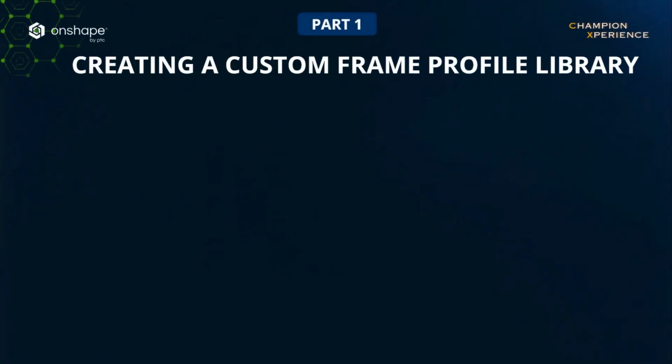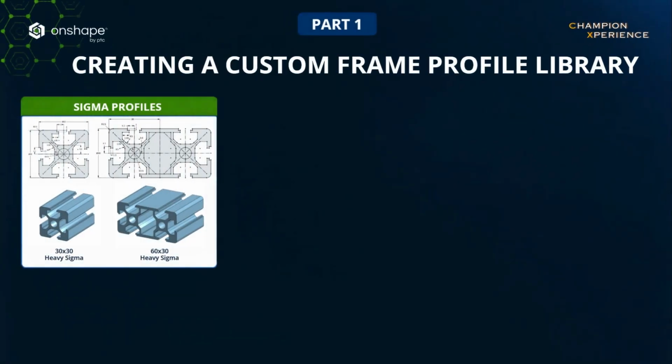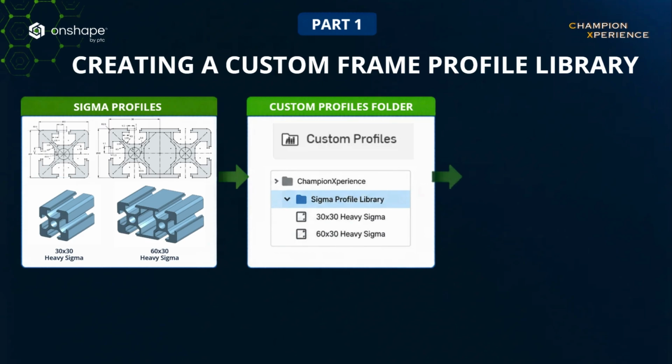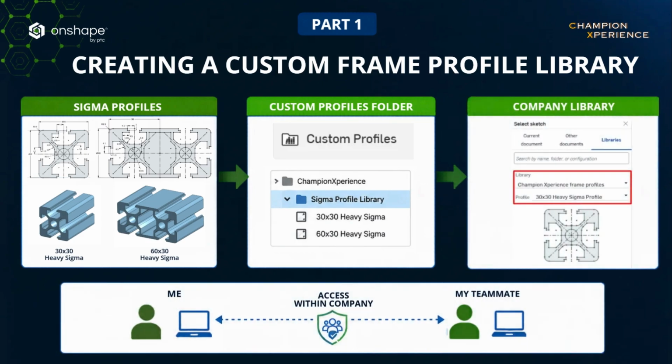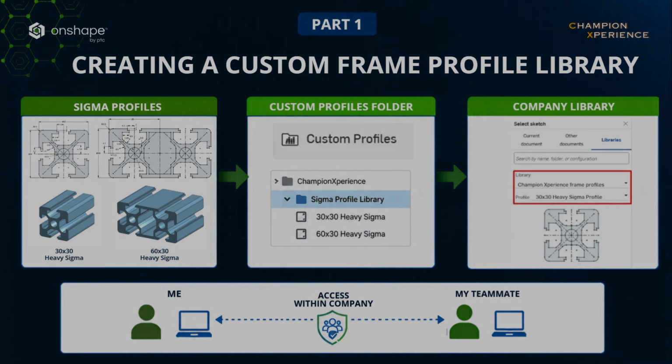In the first part of the series, I will create a library for the Sigma profiles chosen for the GoBuggy car chassis and grant my teammate access to these profiles within the company. So let's begin by creating custom frame profiles in Onshape.